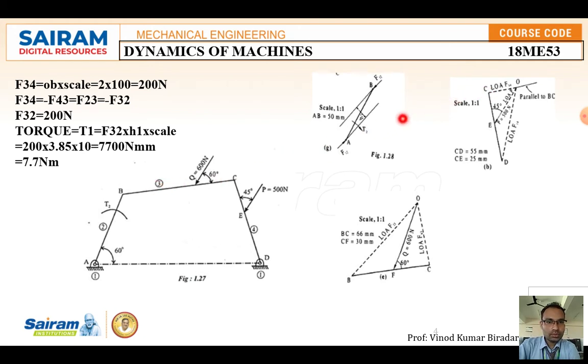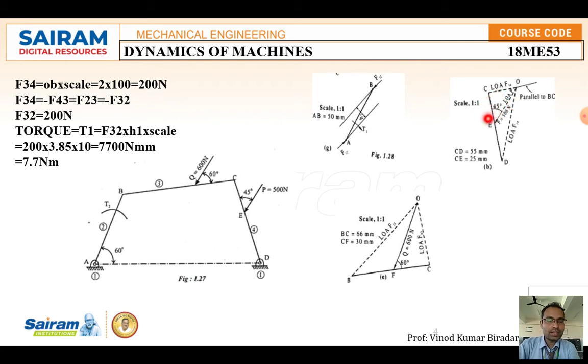So here, consider this CD link. CD, okay. Consider this CD, just to transfer this force to here. One force is acting with an inclination of angle 45 degrees. Again draw one line at 45 degrees for the force 500 N.